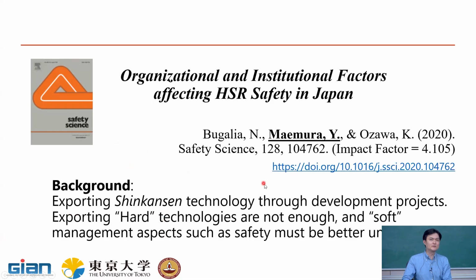In Japan, I present this paper quite a bit. The social background in Japan would be that Japanese government and private industry are trying to export Shinkansen technology through development projects, just like the Ahmedabad line. And we've mentioned several times, exporting this hard technology is not enough. Just because you give them the signals or the trains or the rails, you don't just drop the technology and all of a sudden it works. We need to also describe and operationalize the soft or the management aspects, such as safety management.